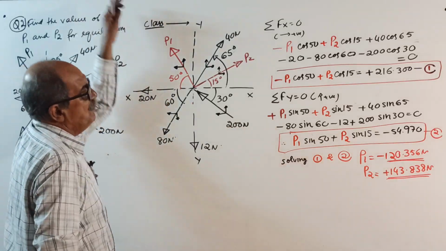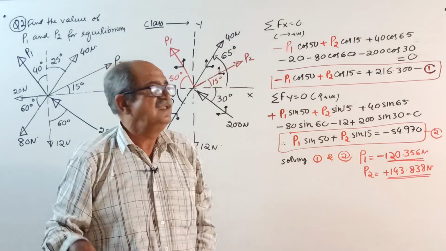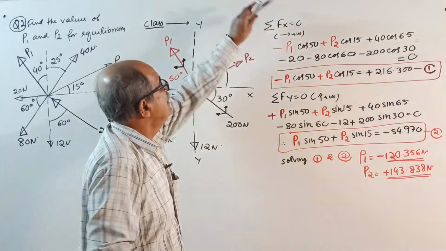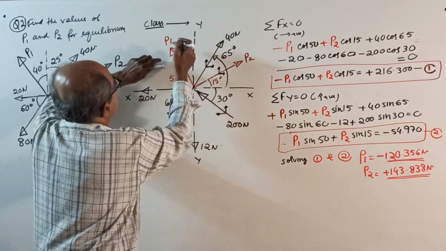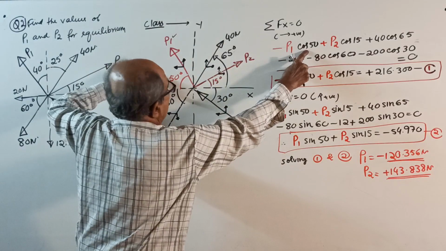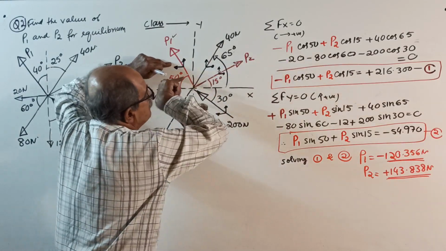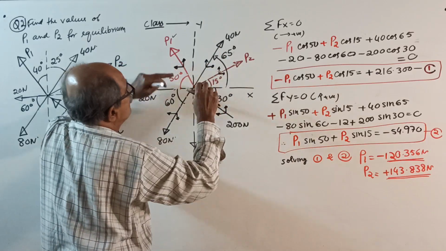Now, everywhere x is cos, y is sin. Start. Now, very simple. Sigma Fx = 0, take right side positive. I'll start from unknown first, P1: minus P1 cos 50, next P2, plus P2 cos 15. Unknowns are over, now known values.